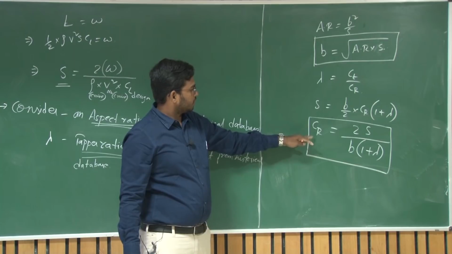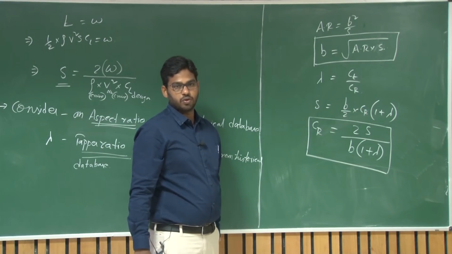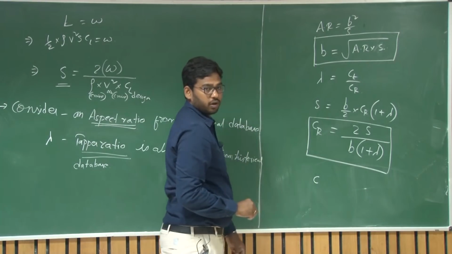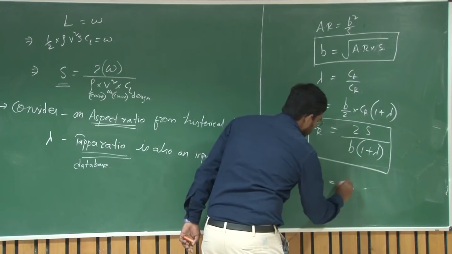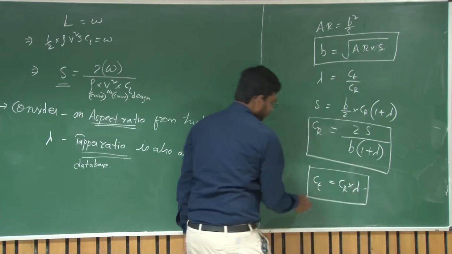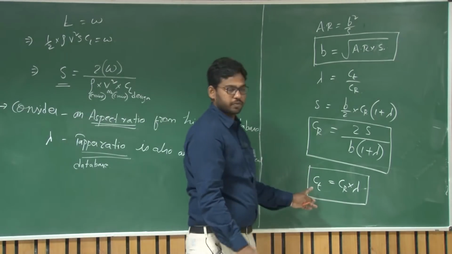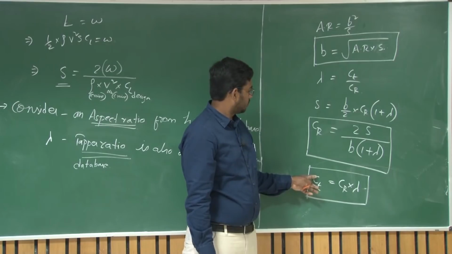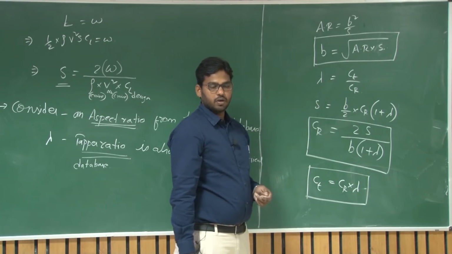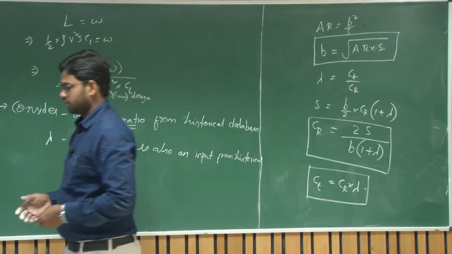At the same time, by considering a lambda, you will be able to figure out the root chord here. Now, once you have the root chord, what will be the tip chord? Ct equals Cr into lambda. So this particular parameter lambda will decide your tip chord as well. So you have the root chord, tip chord, and span. These are good enough to calculate the mean aerodynamic chord.